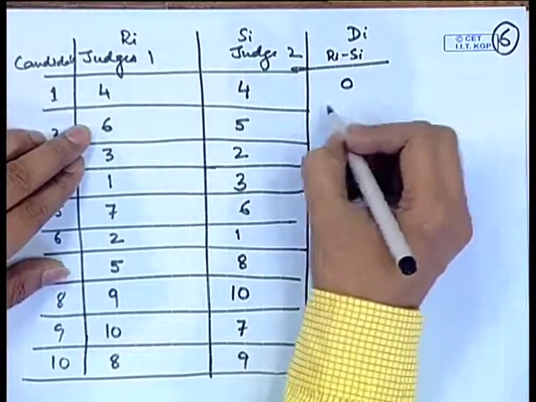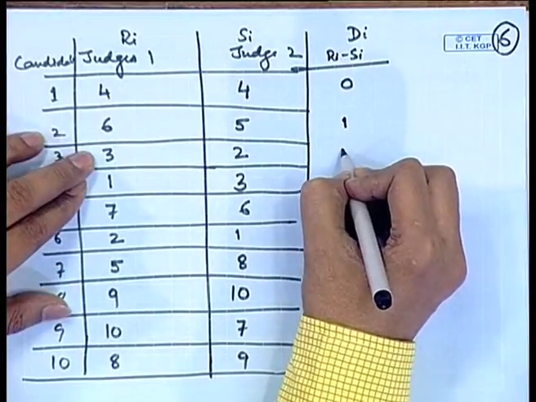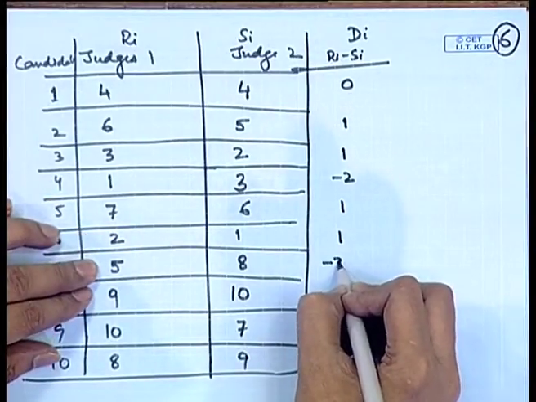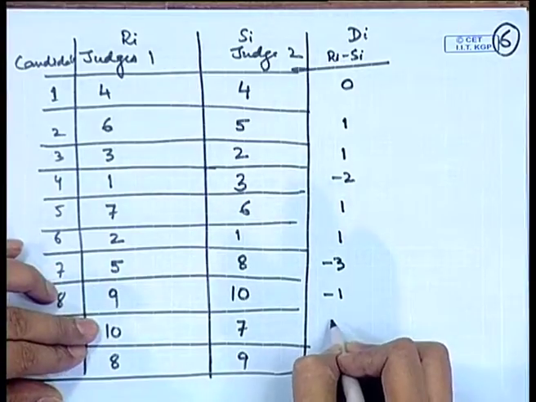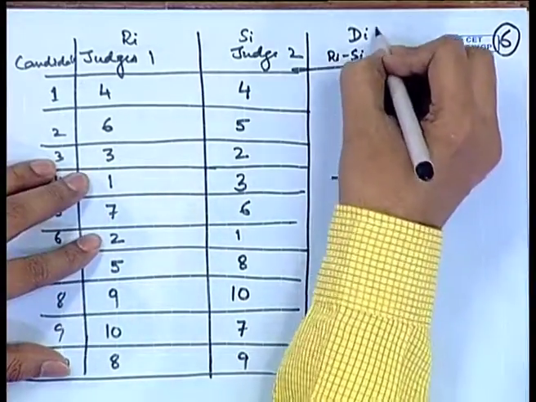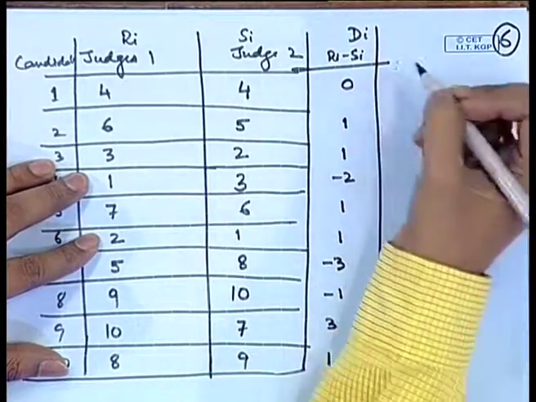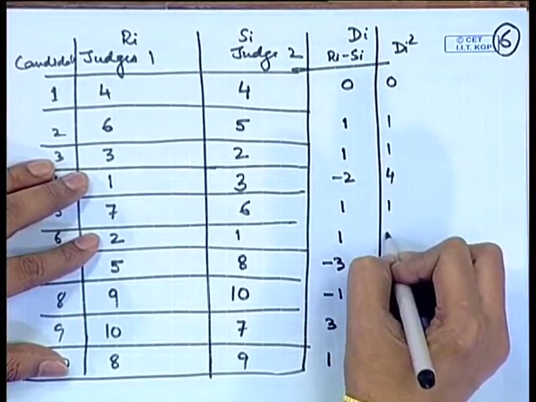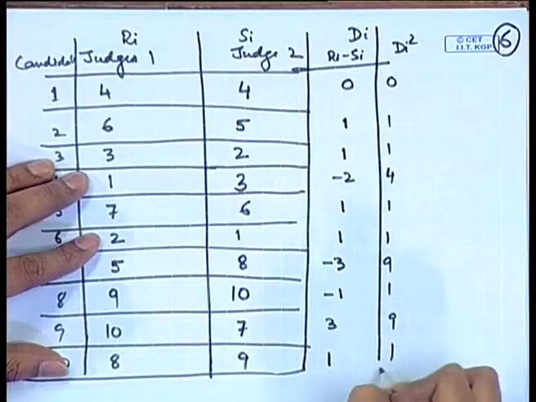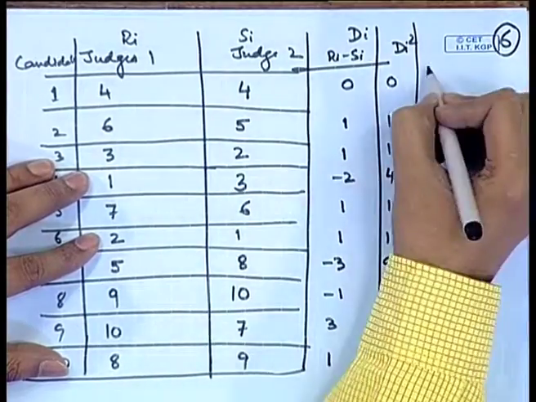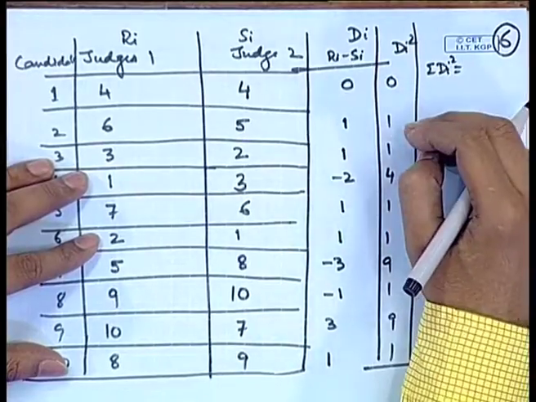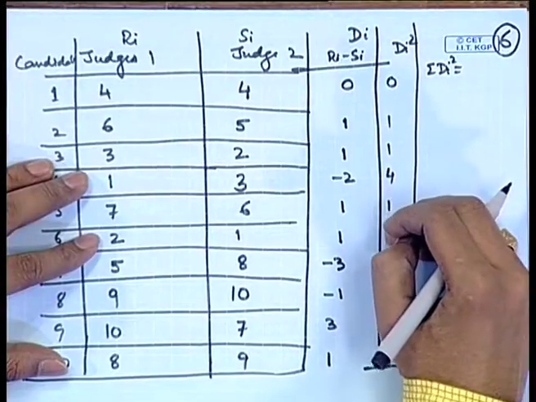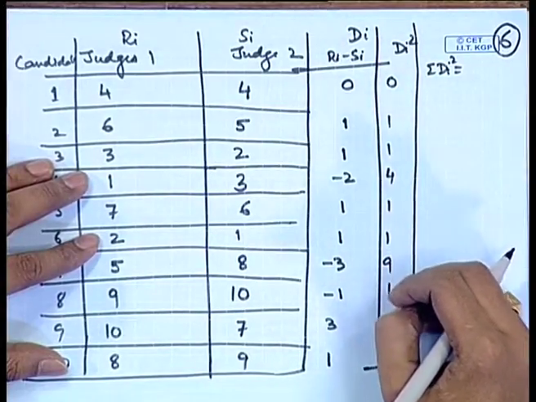So, this is 0, this is 1, 1, minus 2, 1, 1, minus 3, minus 1, 3 and 1. If we look at d_i square, that is 0, 1, 1, 4, 1, 1, 9, 1, 9, 1. So, sigma d_i square is equal to 1 plus 1 plus 4 and so on, which is 28.